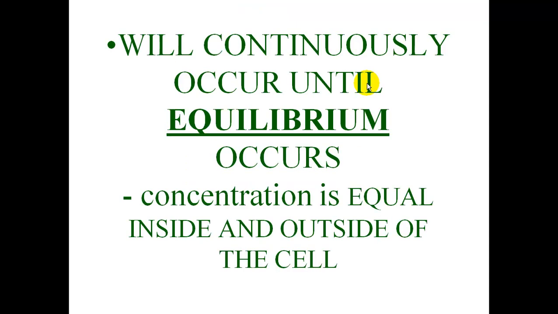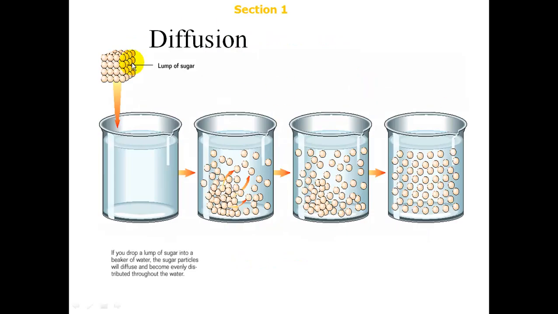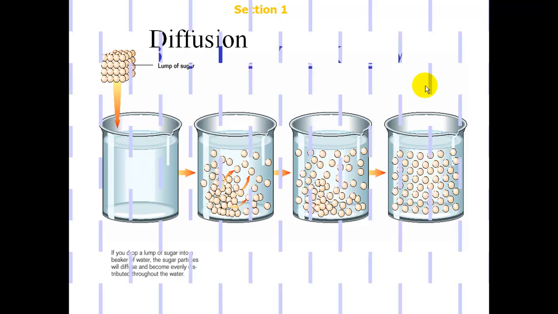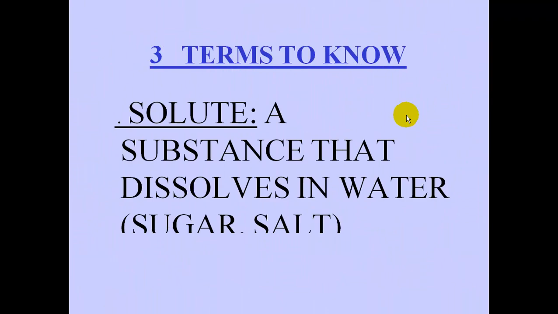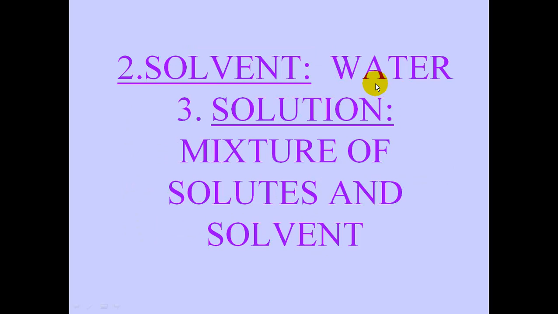Diffusion will continuously occur until equilibrium. And that means that concentration is equal inside and outside of the cell. Here's diffusion. Here's a lump of sugar being put into this water. Over time, the water will have an equal amount of sugar dissolved in it. Three terms to know in this section. Solute is a substance that dissolves in water. That's like your sugar and your salt. A solvent is the water, and when you mix those two together, that is your solution.